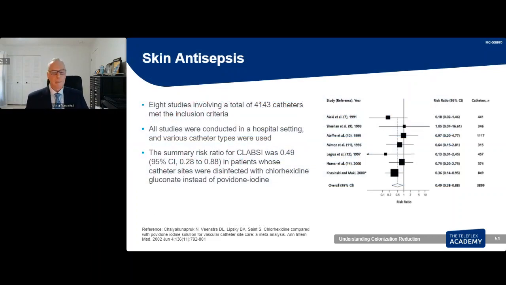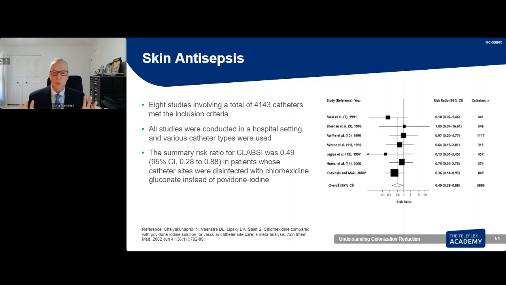What about skin antisepsis? Around 30 years ago, we started reading papers about povidone iodine and chlorhexidine for skin antisepsis before the insertion of the central line. And then, fortunately, in 2002, Chaiyakunapruk published this meta-analysis of 8 studies, and he finally concluded that it's better to use chlorhexidine for skin antisepsis instead of povidone iodine, with an odds ratio of 0.49.